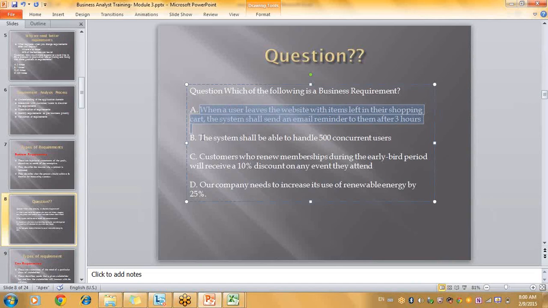Okay. B is also a system requirement, but it will come under the non-functional requirement and be grouped under the performance requirement. That means if 500 or more users are logged in at the same time, my website should not crash down. My website should not go down. Yeah. So you're saying because that's a system requirement, that wouldn't be a business requirement?